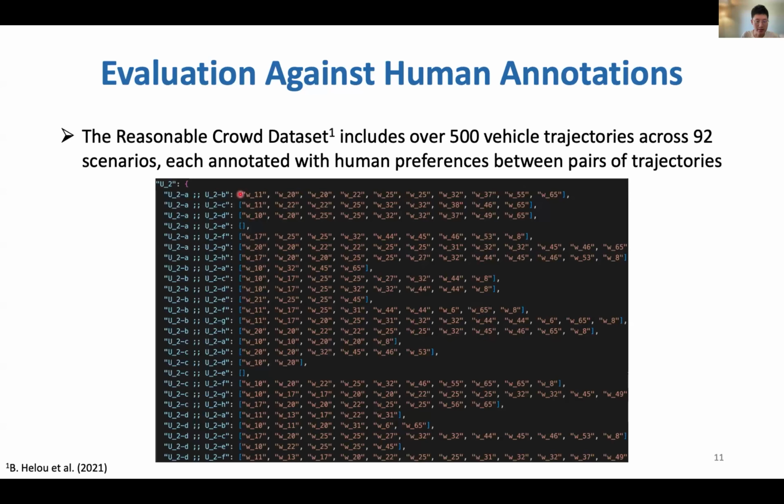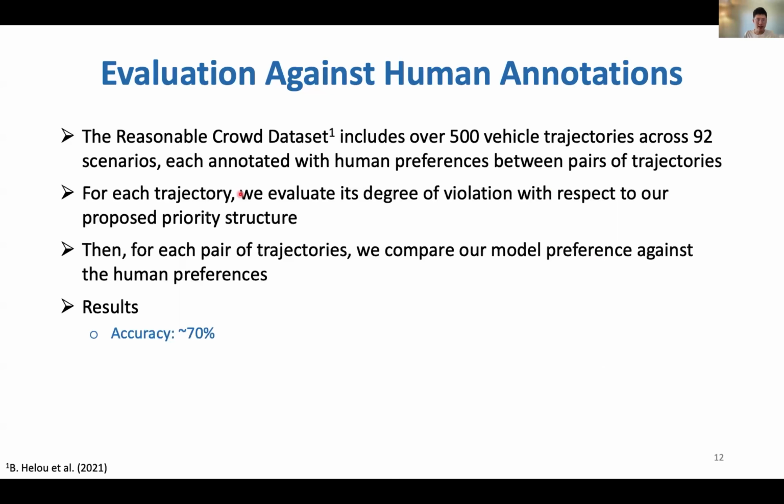So using this dataset, we evaluate the degree of violation with respect to our proposed reference rulebook. And then for each pair of trajectories, we compare our rulebook preference against the human preferences. The current agreement rate of our rulebook preference against the human annotations is around 70%. And we believe after some fine-tuning of the parameters or some further refinement of our rulebook, we can further increase its accuracy.